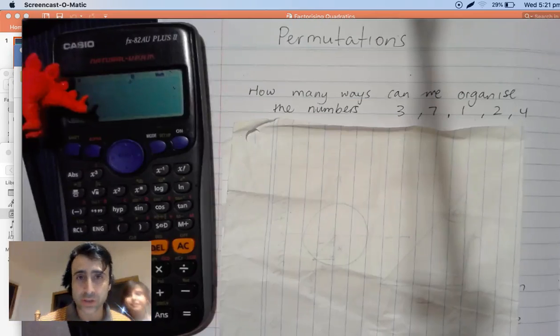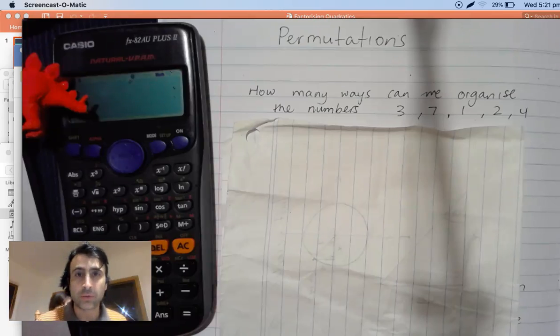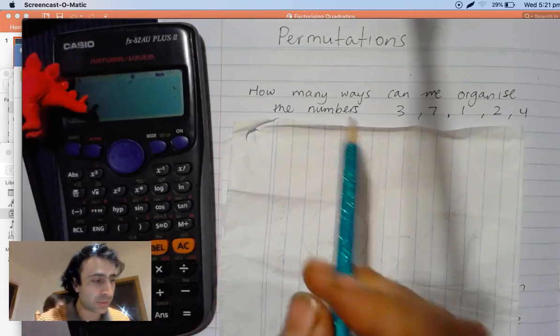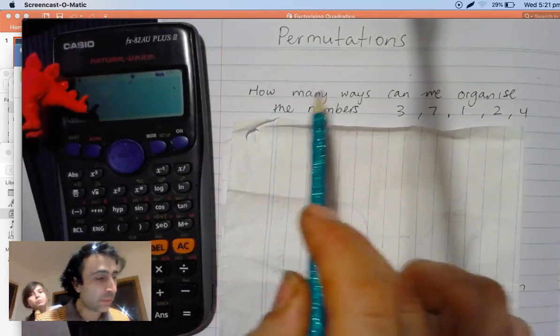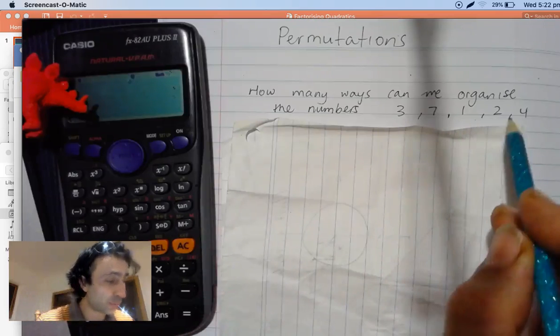We're doing permutations now, and that's calming. Permutations are basically an extension of factorial, which is what we were doing before. If we look at a really simple one that we've done before, how many ways can we organise the numbers 3, 7, 1, 5, and 1, 2, and 4?